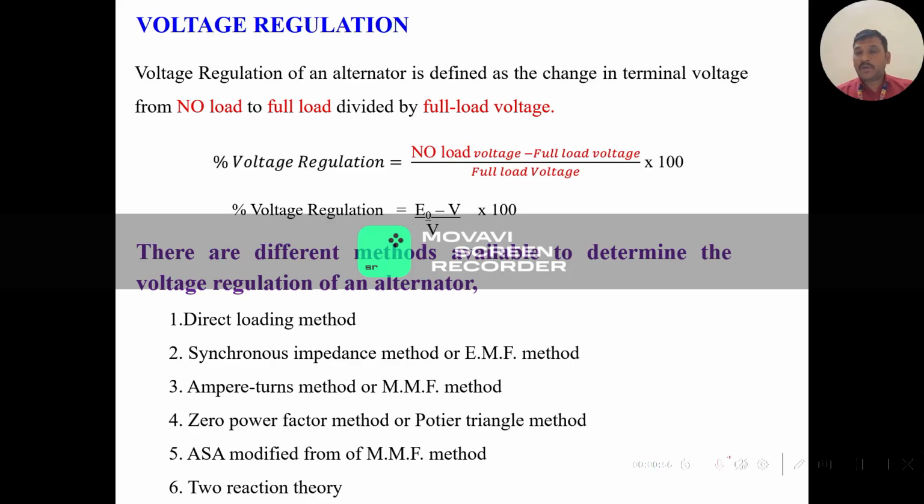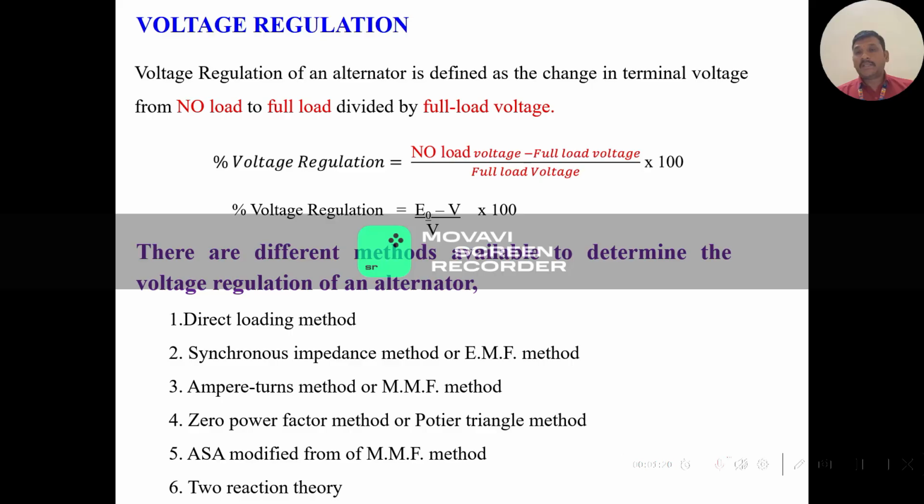Actually, the percentage of voltage regulation should be lower, but based on the load connected with the alternator, the voltage regulation of the alternator varies. But it should be at a minimum value, so then only we can say that the alternator is good.